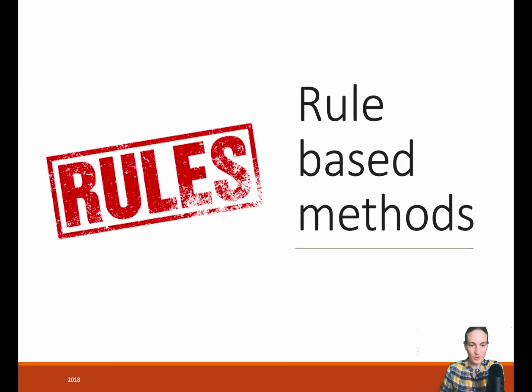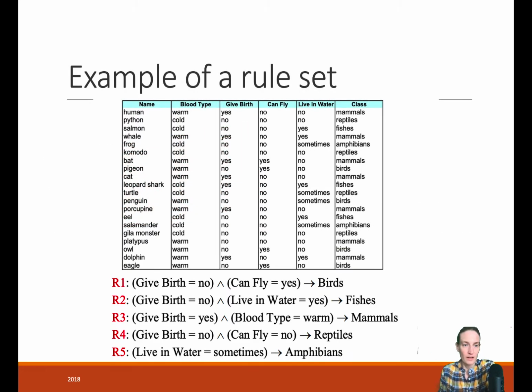Okay, so that brings us to our second classification algorithm, rule-based methods. The good thing is it's practically the same as decision trees, but it's written out horizontally. Let's have a look at an example. Here's a data set. They're animals, and we're trying to predict if they're mammals, reptiles, fishes, etc. This is an example rule set. Rule 1: gives birth, no, can fly, yes, then it is bird.